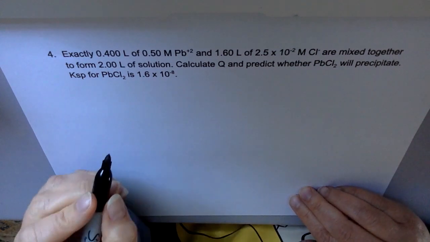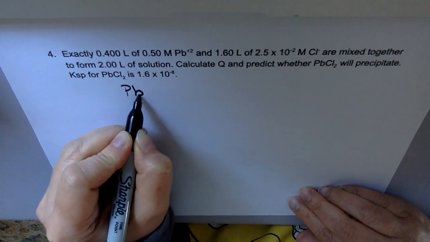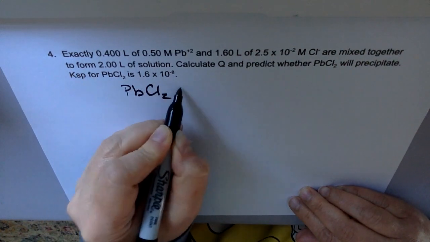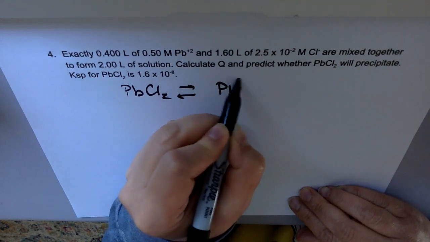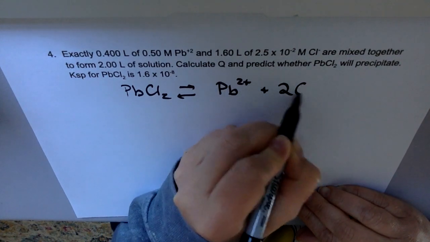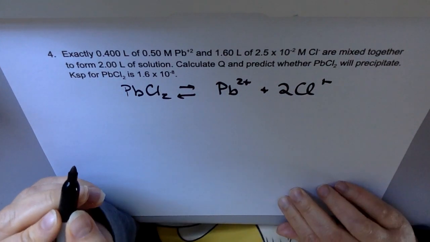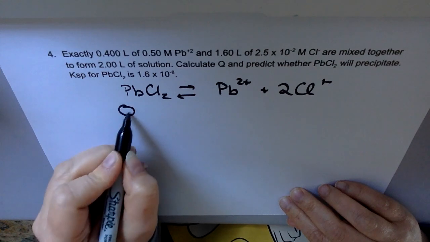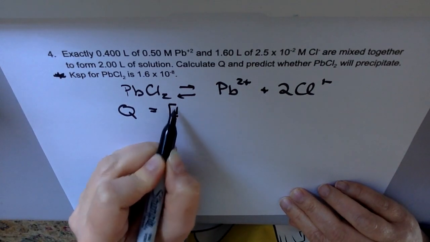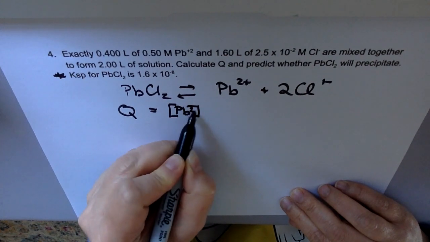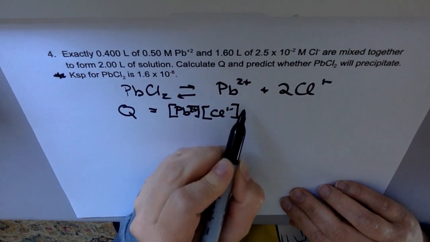Okay, as usual, I'm going to start by just writing the dissociation because that helps me think about the problem. All right, and then I know that I need to calculate Q so I can compare it to this Ksp. So Q is just going to be the lead ion concentration times the chloride ion concentration squared.